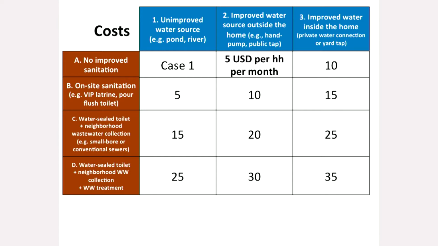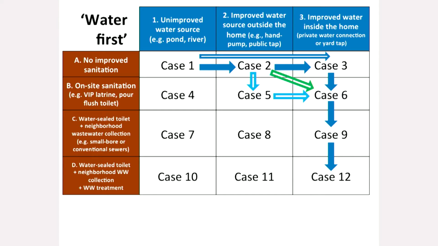It's hard to define the best pathway without considering costs. In this table, we've added some indicative costs, expressed in US dollars per household per month. Note that the water costs are not cumulative, because having a private water connection does not require a public tap or hand pump. It would thus be possible for a household to jump directly from case 1 to case 3. But sanitation costs are cumulative. For example, the third level, C, of sanitation includes the costs of in-house plumbing, that's a water-sealed toilet, plus neighbourhood wastewater collection. There are 4 main pathways through this table.